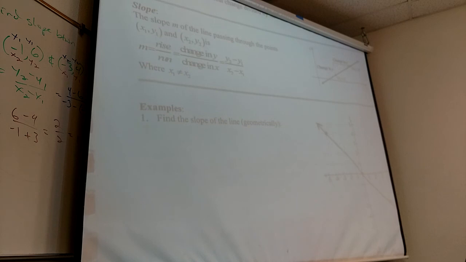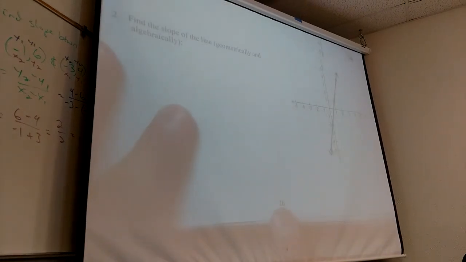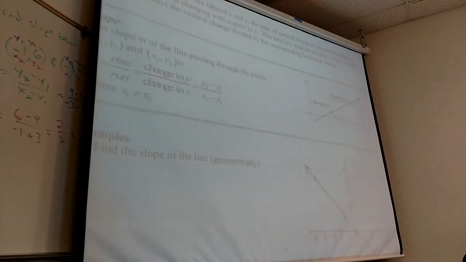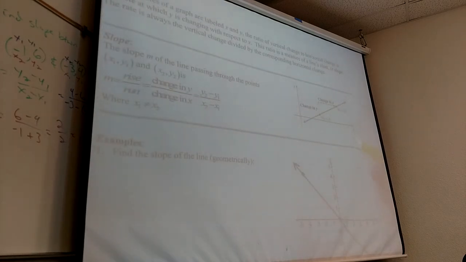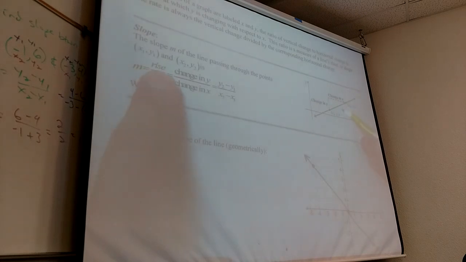Okay, so if you have this, it's page 26. This kind of reiterates some of what we already discussed. The slope is rise over run.